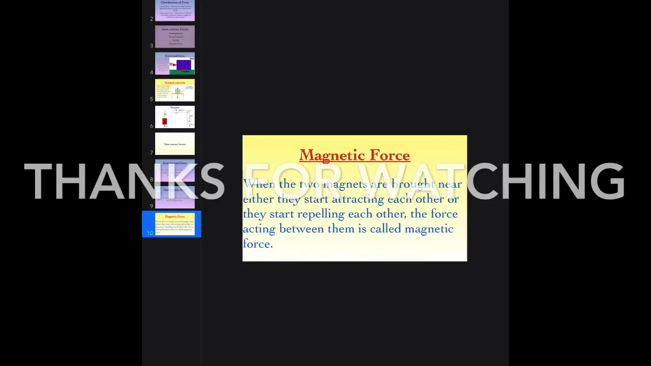So, in this chapter we have discussed some basic properties of force and types of forces.